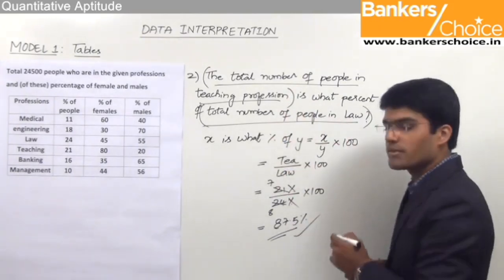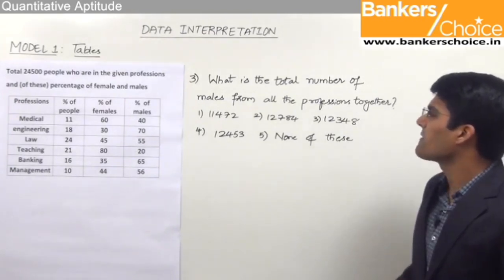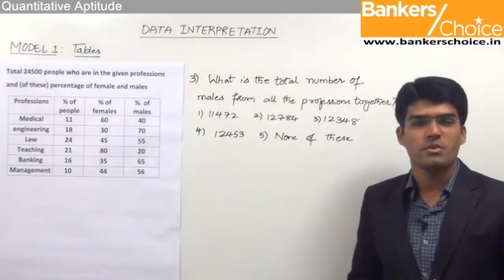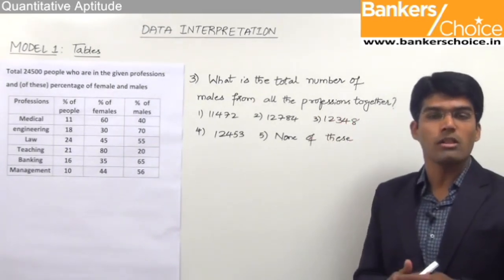That is the answer for this question. The third question from the table here is, what is the total number of males from all the professions together? Now this is a very simple one. What is the total number of males from all the professions together?